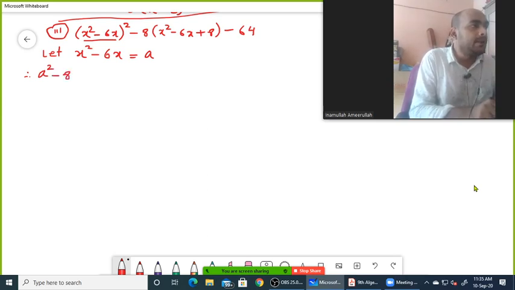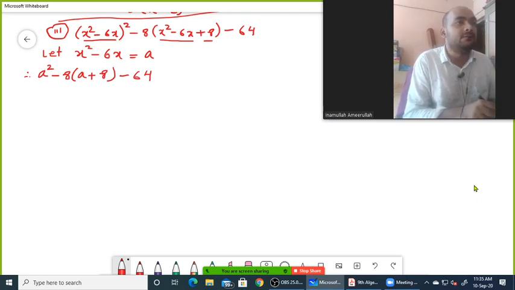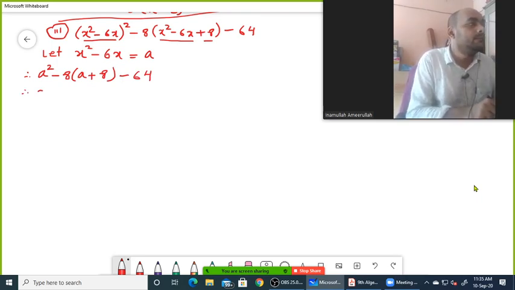In another bracket, we have x square minus 6x, so this part can be replaced as a, and we have plus 8. So I'll write plus 8 like this. Minus, the last term is minus 64, so it will remain as minus 64. Now in this, a square minus 8 into a will give me 8a, and negative 8 times positive 8, when we multiply them, we will get negative 64 again. Then we have negative 64 here.